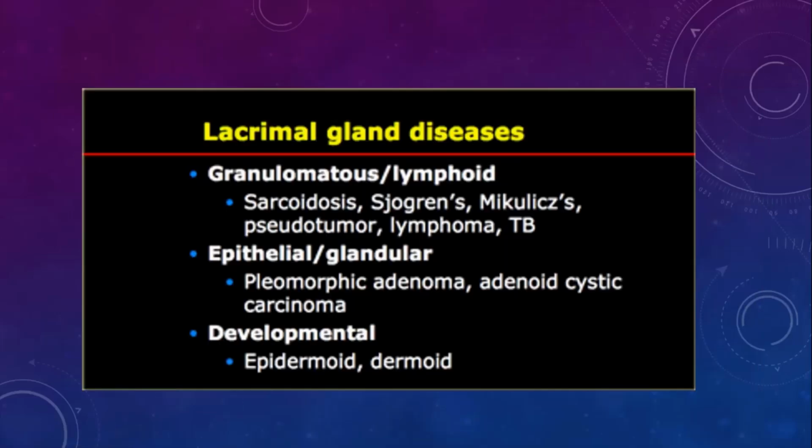Then coming to lacrimal gland diseases, these are the pathologies we will be mostly dealing with, where dacryocystitis or adenitis and dacryops, or malignant lesions like pleomorphic adenoma or adenoid cystic carcinomas, will be commonly seen here.